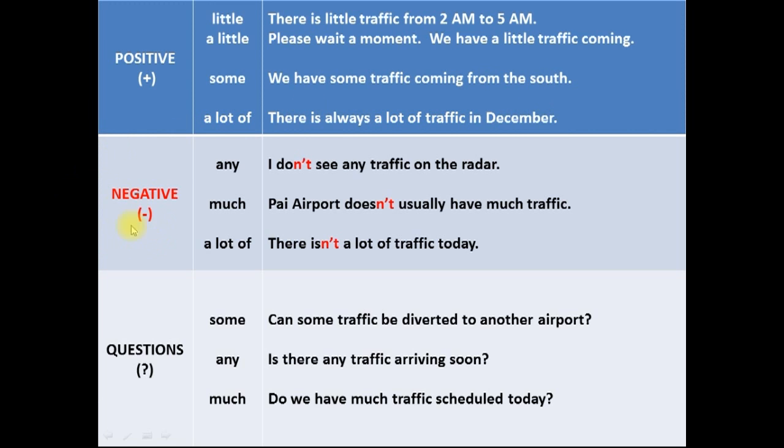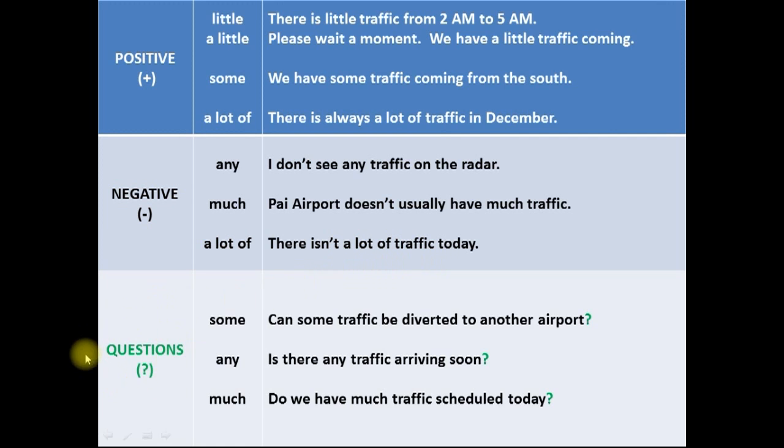Next, we'll look at negative sentences. Notice all of these sentences are negative: don't, doesn't, isn't. So, when we have negative sentences, we can say things like any. I don't see any traffic on the radar. Notice that we can't say some. I don't see some traffic. Cannot. Also, much. My airport doesn't usually have much traffic. A lot of. There isn't a lot of traffic today.